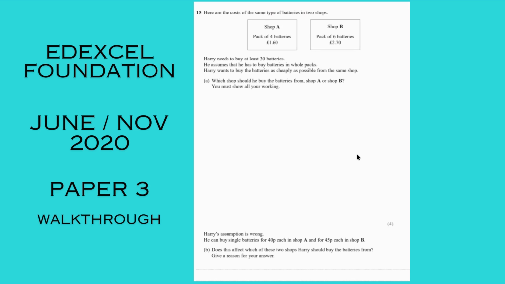So, let's just focus on shop A. Packs of 4 batteries, £1.60. Got to have at least 30. Now 4 doesn't go into 30. 7 4s are 28, not enough. Got to be 8 packs. Yes, you'll get leftovers. Doesn't matter. It's not what it's asking. So that's going to cost £12.80 in shop A.